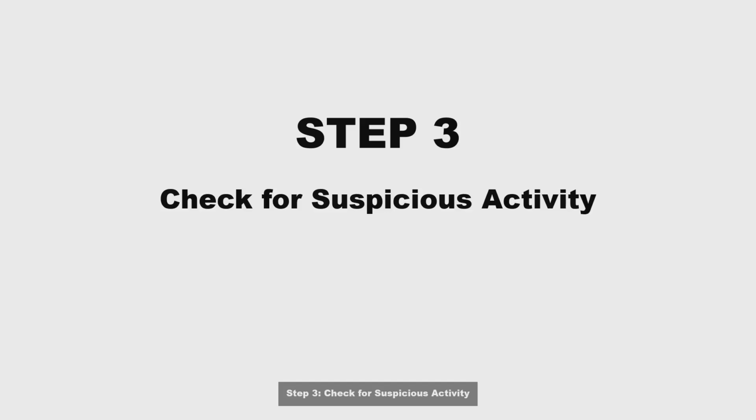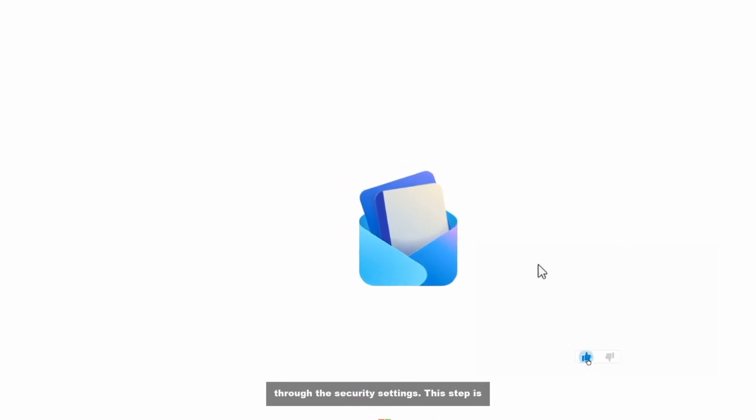Step 3. Check for suspicious activity. Review your account activity for any suspicious logins or actions. If you notice anything unusual, report it immediately through the security settings. This step is crucial for securing your account and regaining access.